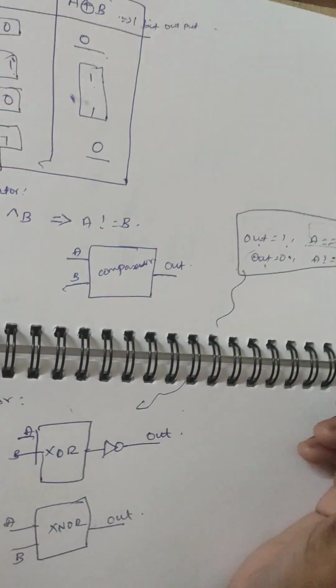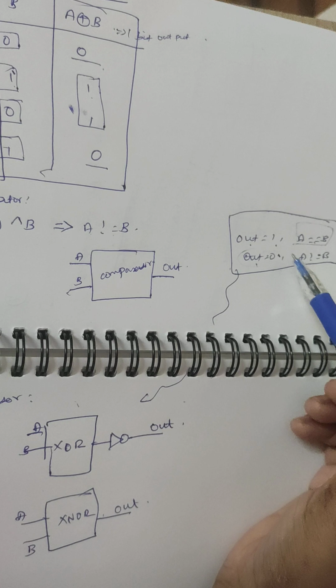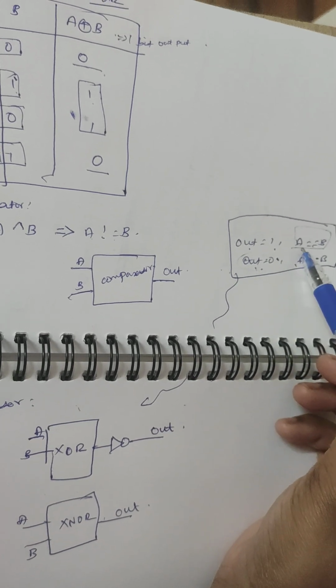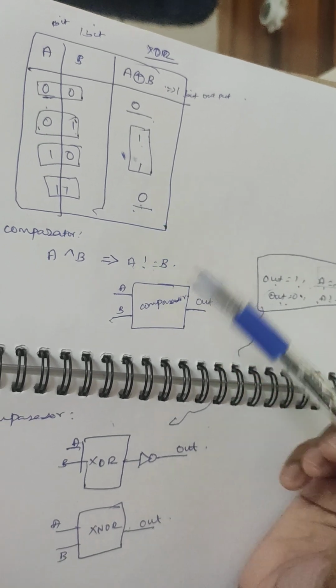This specification may change. Sometimes they ask out equal to 1 only when both are not equal, and out equal to 0 only when both are equal. If they ask like this, then we can directly use the XOR gate instead of the XNOR gate.